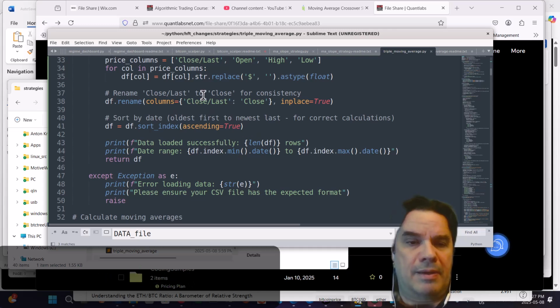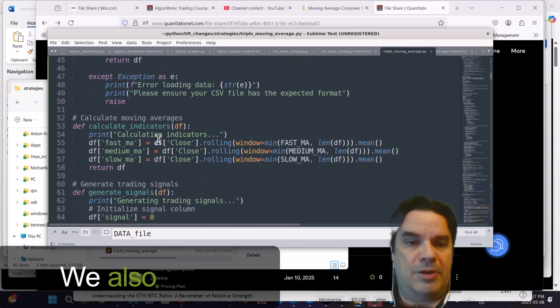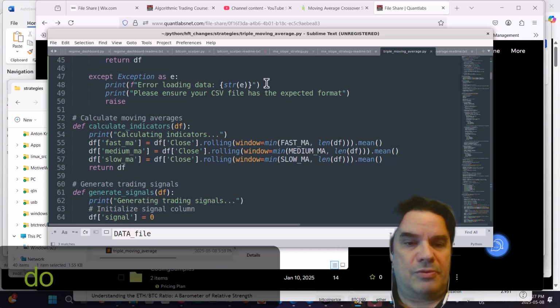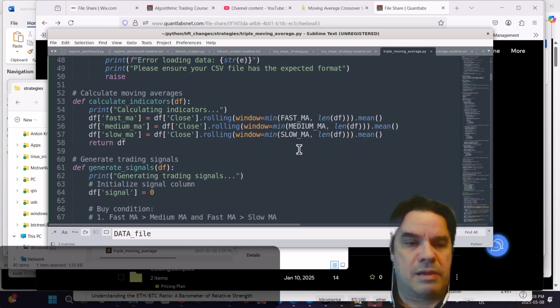In here, we just put some messaging in there. We also do a calculation of the moving averages. You can see here we do a rolling window on the fast, medium and slow moving averages. So that's on the length of the data frame that we load in, plus the mean.